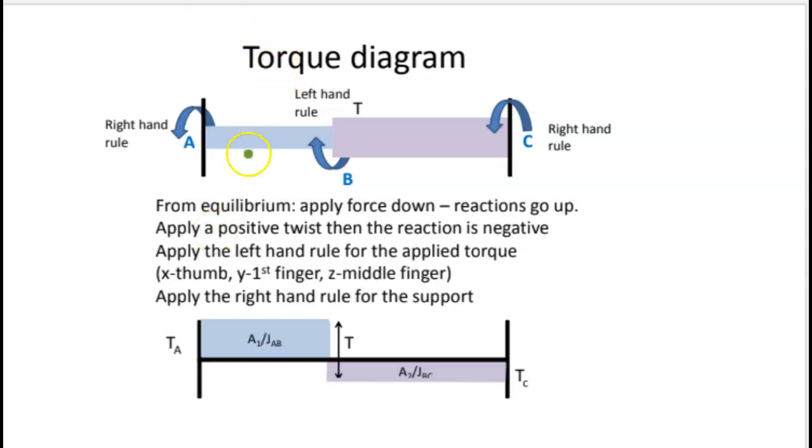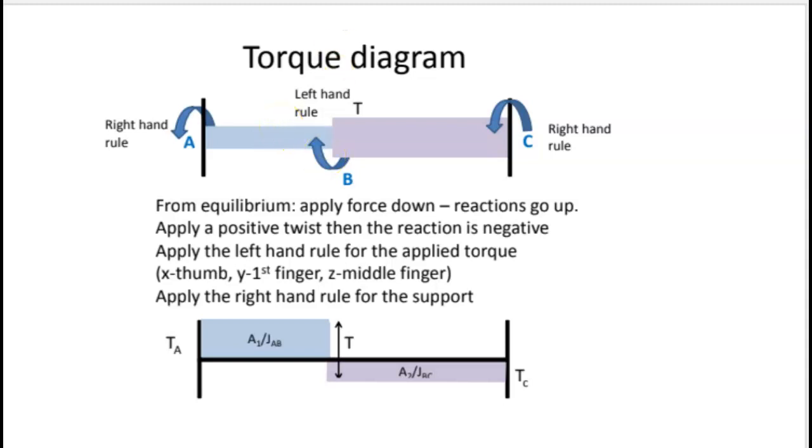Okay, now let's have a look at the torque diagram. Imagine there is a composite structure. The composite structure might be made up of two different materials, that is material 1, that's material 2. Or it might be they are the same material with two different diameters.